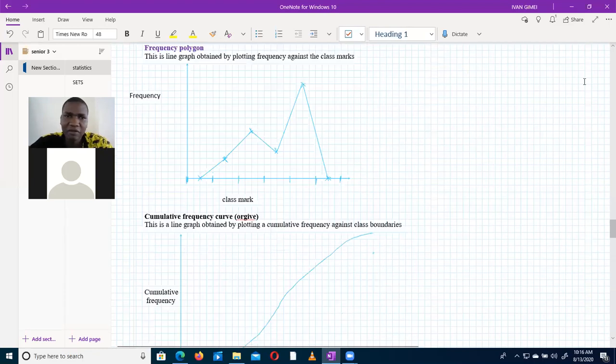So let me switch off statistics to sets. That marks the end of statistics. Like I said, you're going to find statistics still in Form 5, even a bit more detailed, but they'll still build on this. So if you understand it well here, then it won't be a problem.